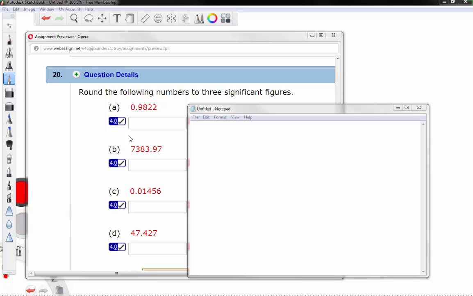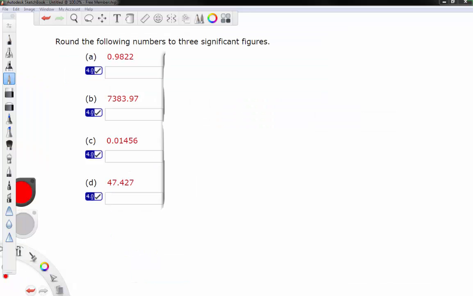Be that as it may, let's go ahead and round each one of these to 3 significant figures. You'll notice that I've pulled up a blank text document. That's because the answers would be shown if I just had this displayed. I want to work this problem, then we'll see if our answers agree with their answers.